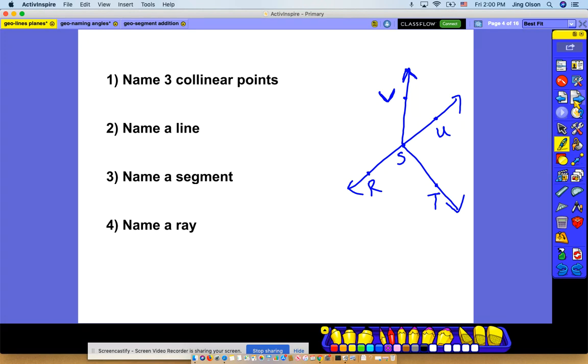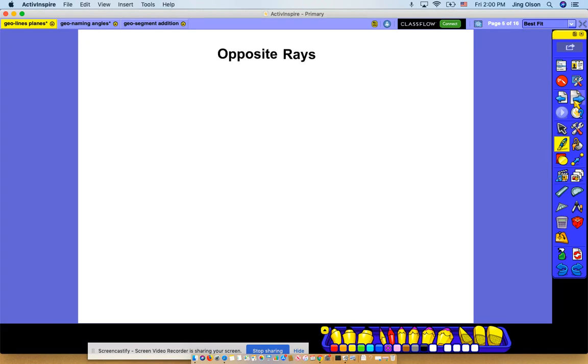So I think we are good. Okay, I'm not gonna go over all the examples. Opposite ray. Now next one is opposite ray. Opposite ray, we know what a ray is. A ray has an endpoint and goes in one direction. What is the opposite ray?